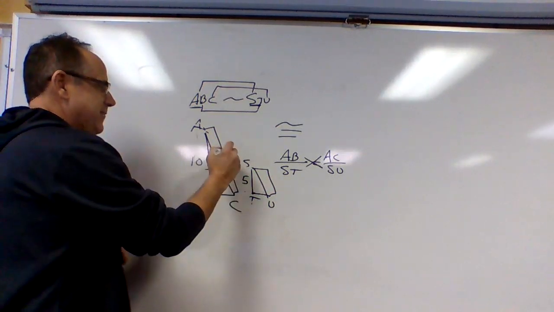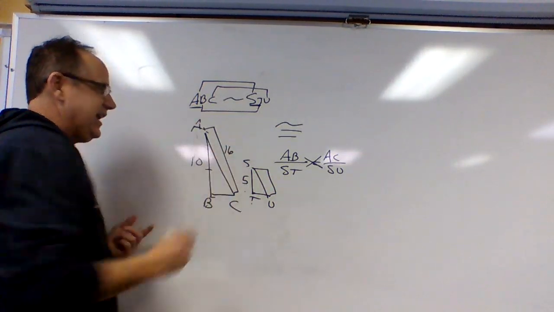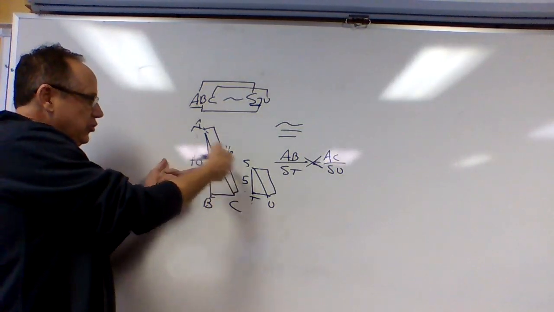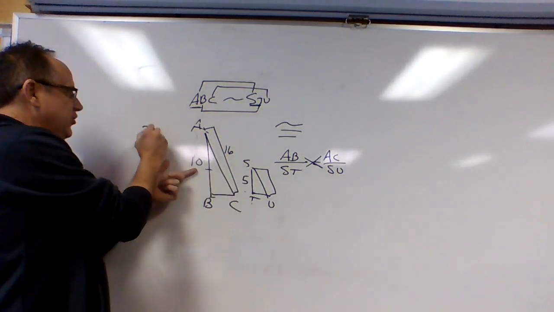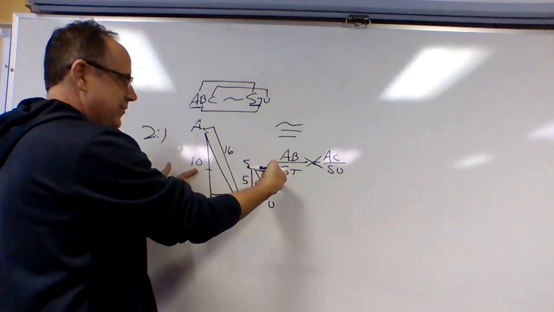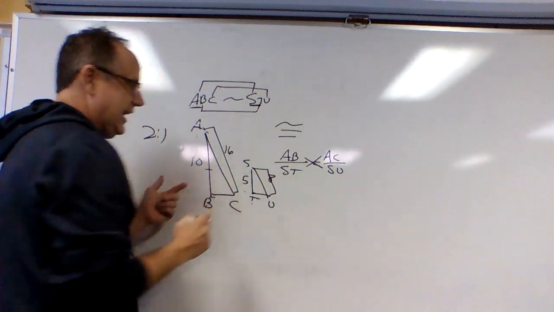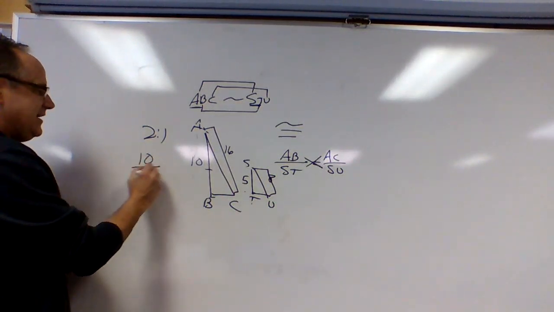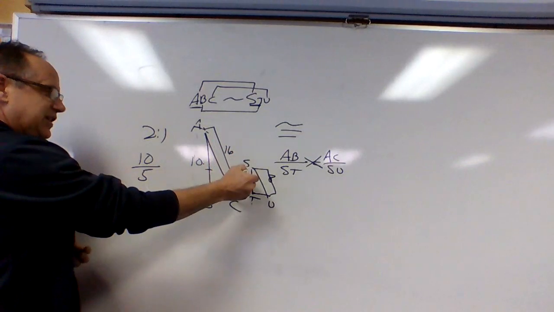So for instance, if AC was 16, we see that AB is 2 to 1, right? 2 to 1. If this is 16, this would be 8. Okay, we could figure that out by saying 10 to 5 is the ratio of these two.